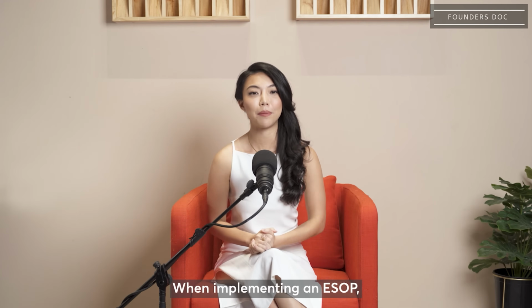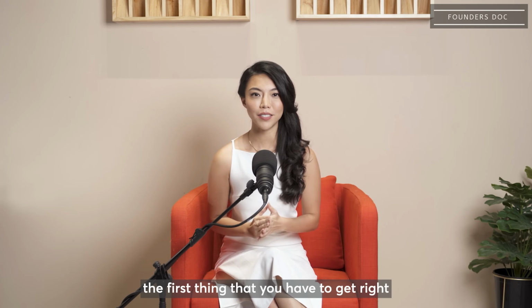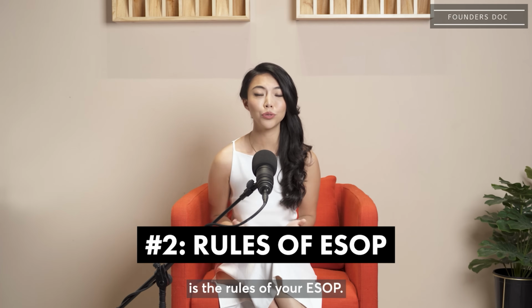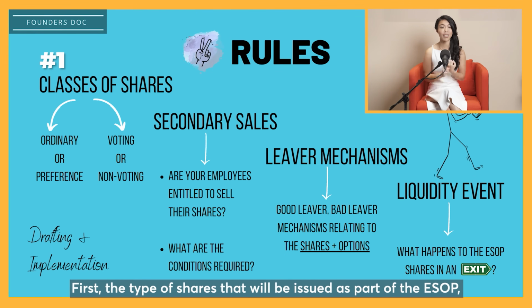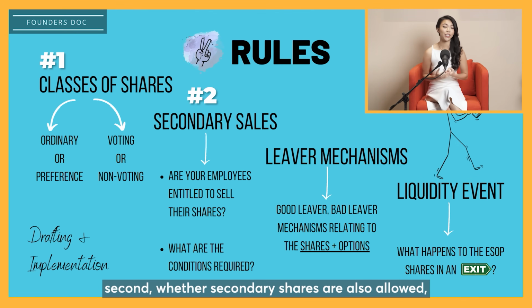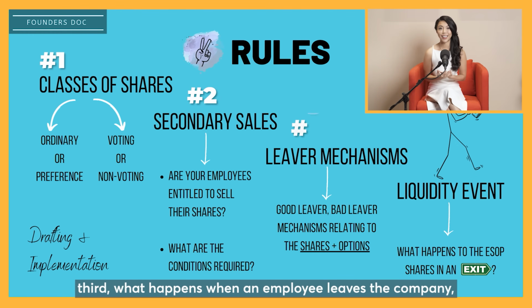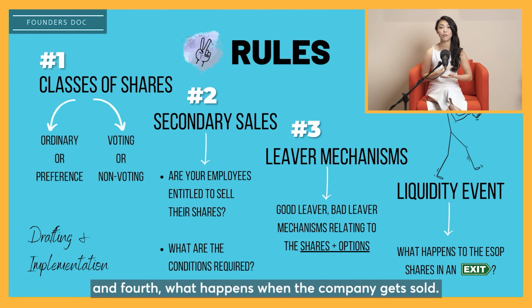When implementing an employee share option plan, the first thing that you have to get right is the rules of your ESOP. There are 4 things that you would like to consider. First, the type of shares that are being issued as part of the ESOP. Second, whether secondary share sales are allowed. Third, what happens when an employee leaves the company. And fourth, what happens when the company gets sold.